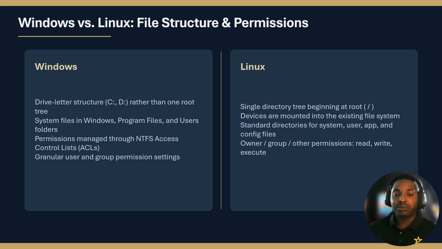Permissions are different too. Linux uses read, write, and execute permissions for the owner, group, and everyone else. Windows uses the New Technology File System access control list, which gives administrators much more detailed control over who can access or modify files. Both approaches are effective, but Windows tends to provide more flexibility for large enterprise environments, while Linux keeps permissions simple and efficient.